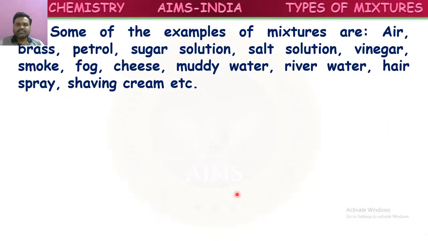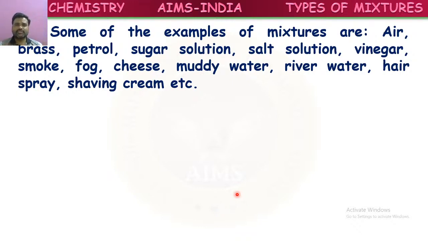Some of the examples of mixtures are shown here. Air, yes, as I told, it is a mixture of so many gases. Brass, yes, it is an alloy which is made up of copper and zinc. Petrol, do you know petrol is a mixture? Yes, it is. Petrol is made up of different hydrocarbons. You will be learning about these hydrocarbons in the higher classes. Hydrocarbons are the compounds which are made up of carbons and hydrogens. So petrol, diesel, kerosene, these all are mixtures of different kinds of hydrocarbons.